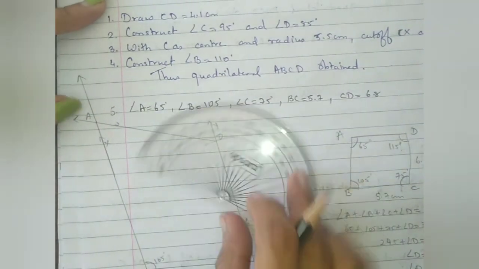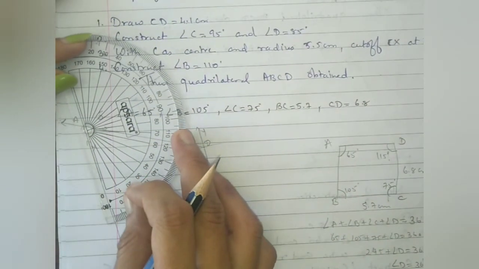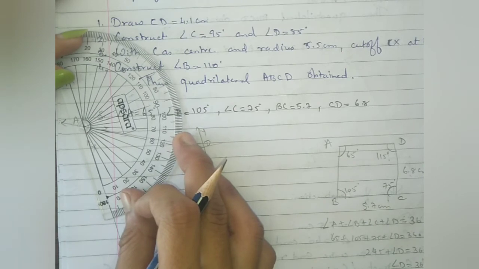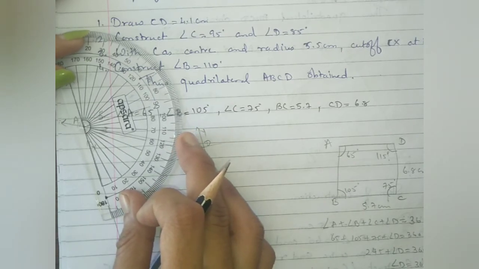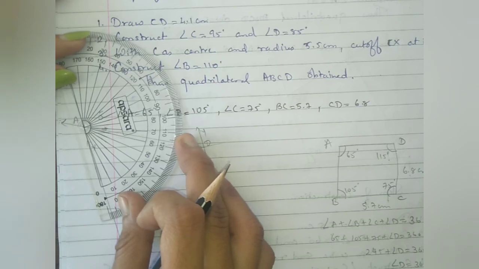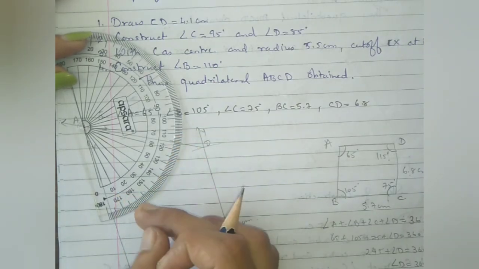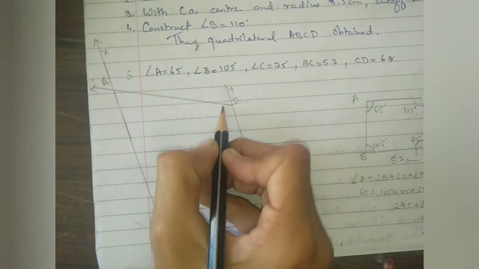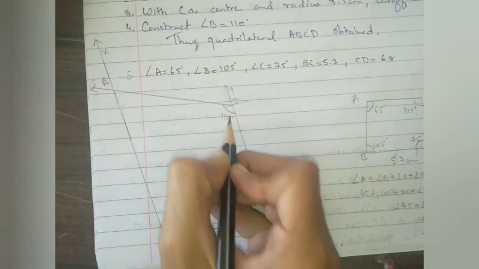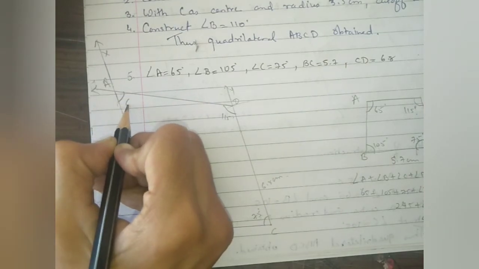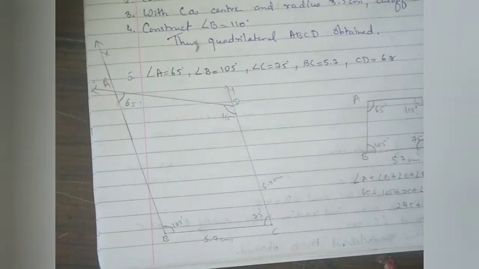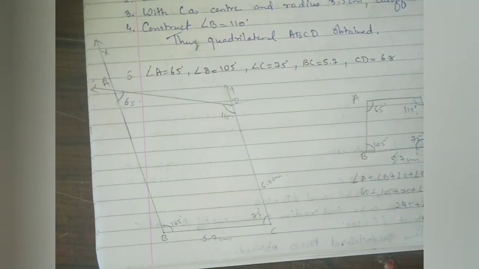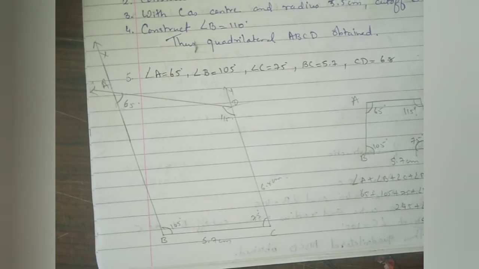Now here angle A is what we had given, 65. So let us see that is 65 or not. Yes, it is 65, right? So angle B is 105 and angle A is 65 degree. Okay, now we have to write steps of construction.